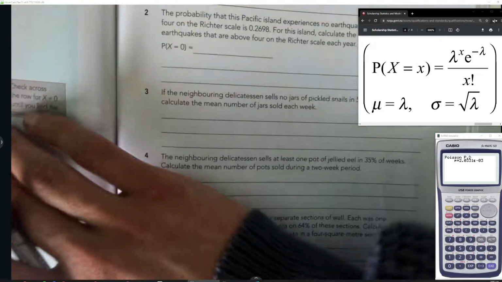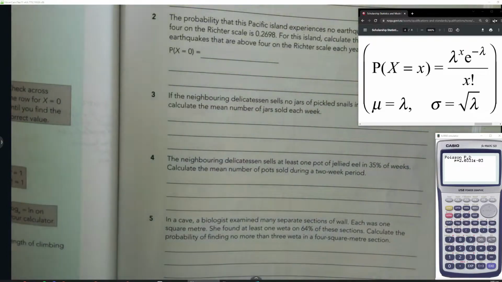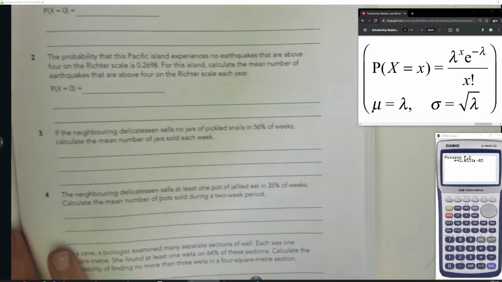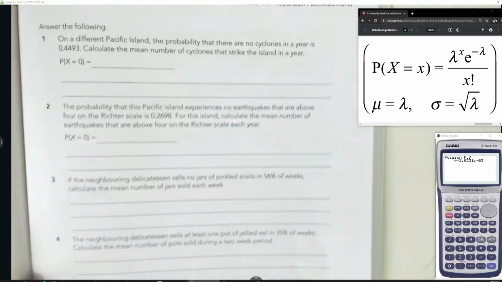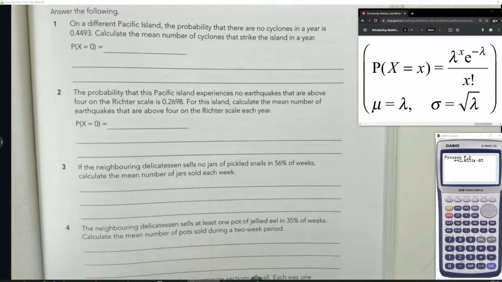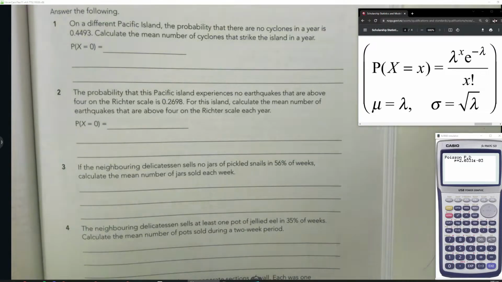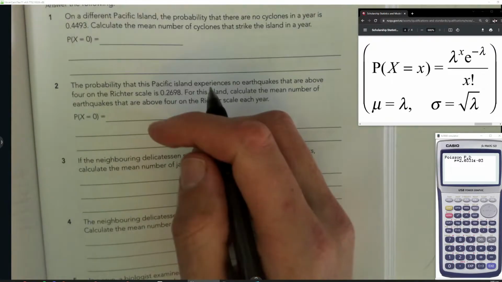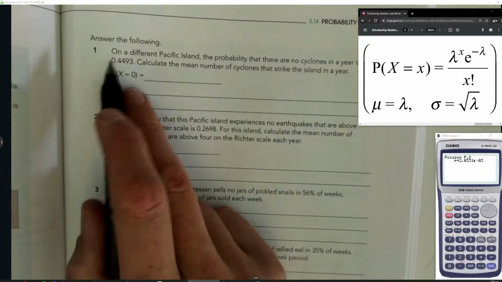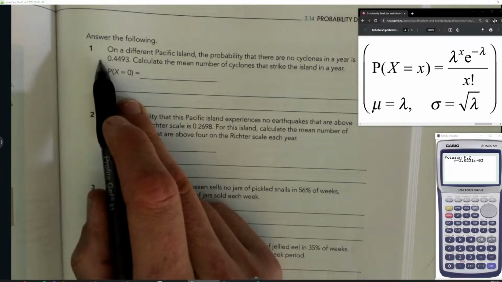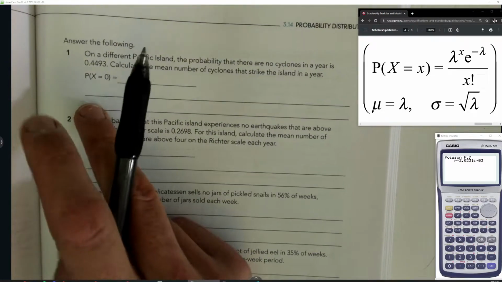Kia ora. We're going to have a look at the excellence Poisson question, and this one comes up a fair amount, and it's a very easy way to get an excellence mark. And an excellence mark means you instantly pass the exam. When I say quite often, it's probably less than half the time, but pretty close to half the time.